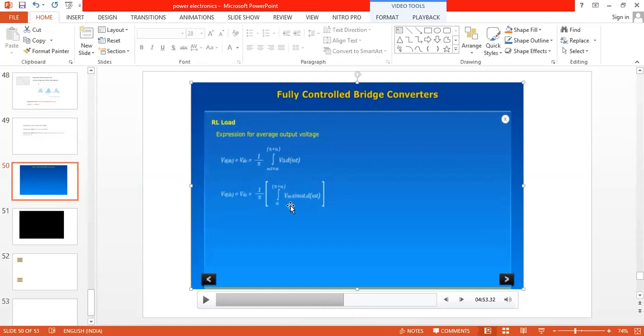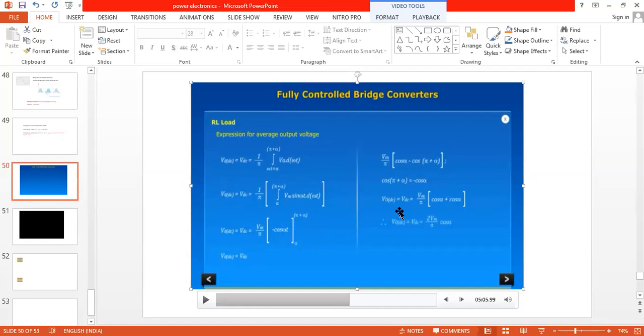So we got Vm, alpha to pi plus alpha under the limits. Vm is constant, you can bring it outside. Integration of sin omega t is minus cos omega t under the limits alpha to pi plus alpha. So cos of pi plus alpha minus cos alpha. We can reshuffle this expression, so the negative sign gets eliminated. Here cos 180 plus alpha equals minus cos alpha.